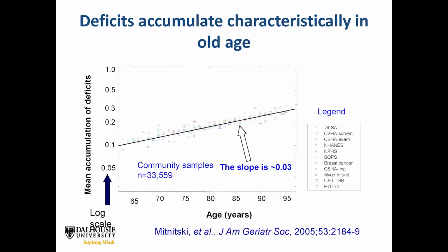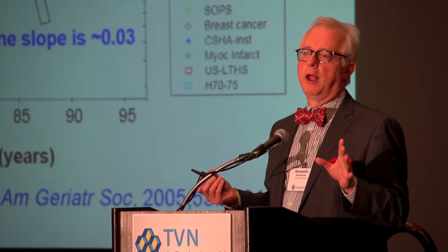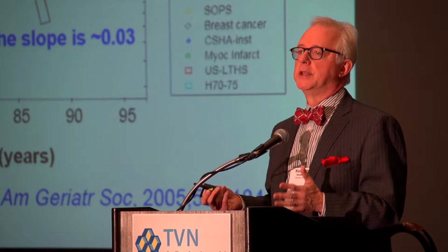But the deficits accumulate with age. The dots around that line are the mean value of the frailty index for different studies expressed on a log scale. This is ancient data now from 2005, and then it was around 33,000 people. The slope is around 3% per year. We've done this many, many, many times since, and now have data on hundreds of thousands, even, you'll hear soon, millions of people. And the rate is somewhere around 3%. So this gives us a really good insight into understanding the dynamics of age-related deficit accumulation.